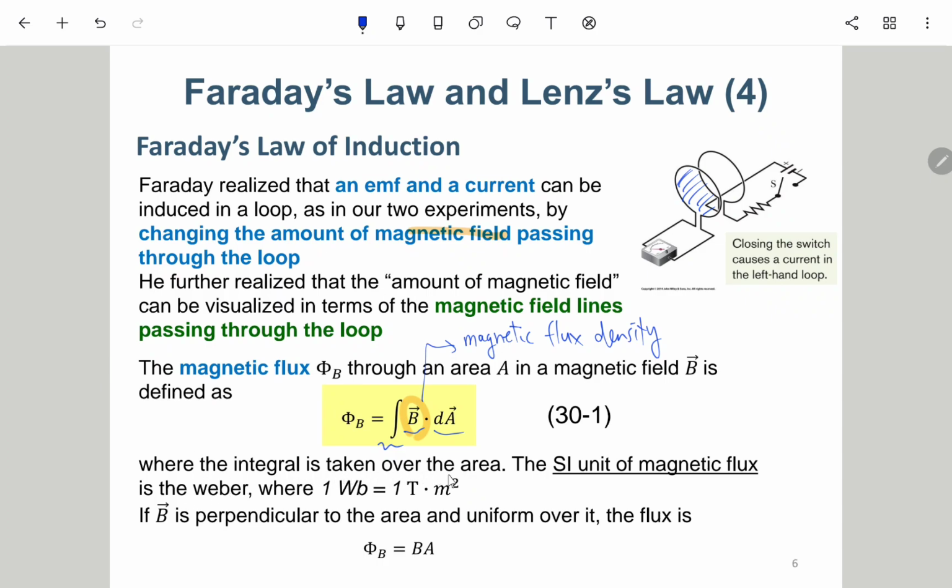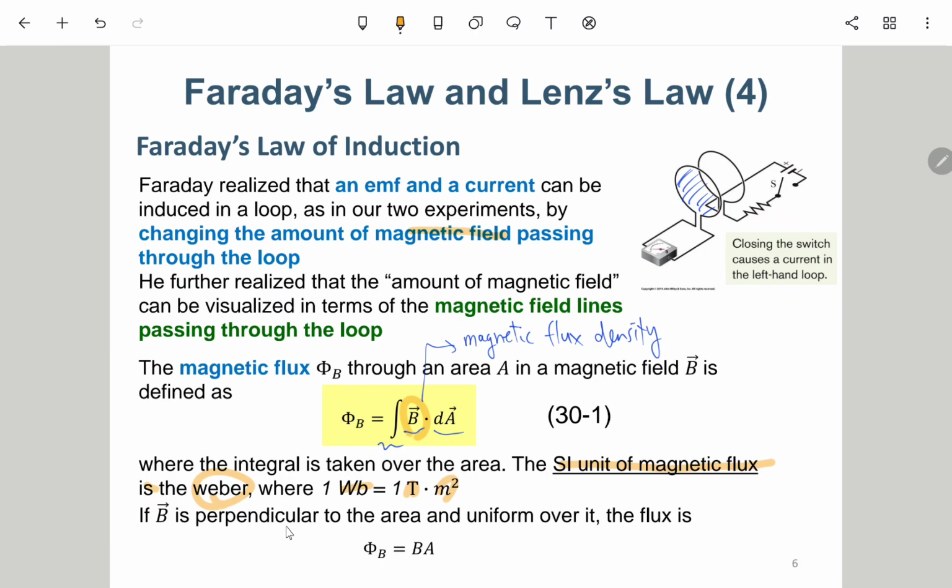So the integral is taken over the area, and the SI unit of magnetic flux is the Weber, with the short form Wb. So 1 Wb is actually tesla times meter squared, because tesla is the SI unit of the B field. You can clearly see that this is tesla, this is meter squared. So this has an SI unit of tesla times meter squared, which is defined to be the Weber.